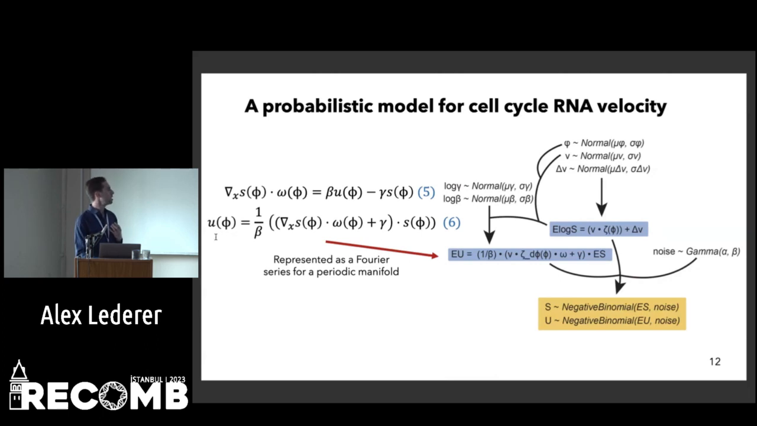And the key here is that since we're talking about periodic manifolds, we're representing this as a Fourier series, so a series of cosine and sine terms that describe periodic processes. And we do this for both the velocity itself as well as behaviors of the genes, or the gene harmonics.